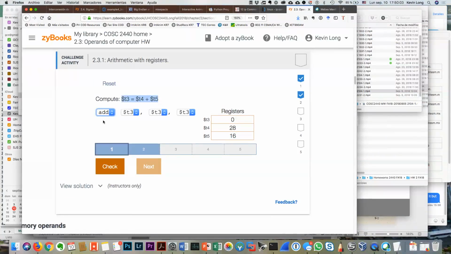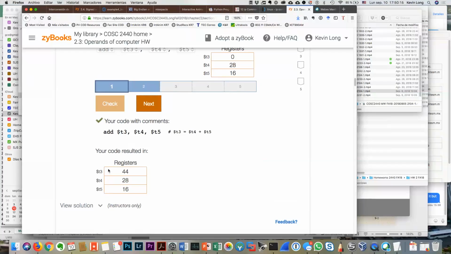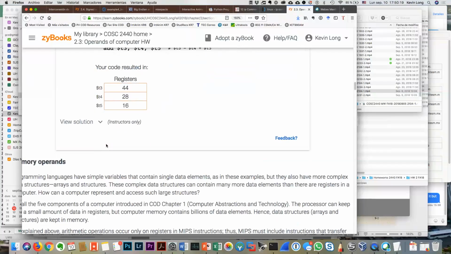It's an add. Should this be T3, 4, or 5 over here? 3. Okay, what about this one? 4, and this one? And let's check. Ta-da! So that's what we've got. So little baby step there.